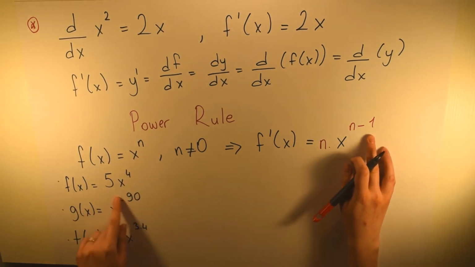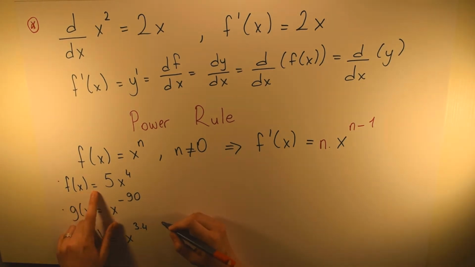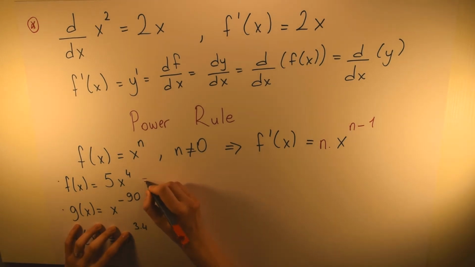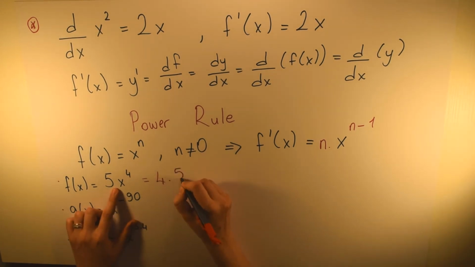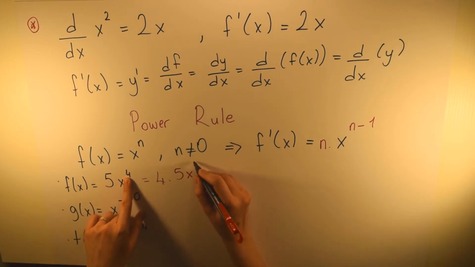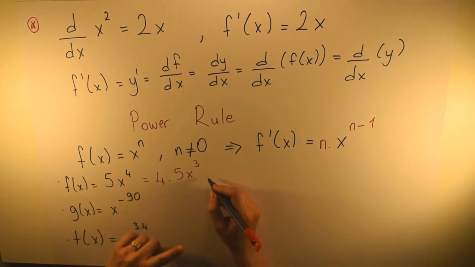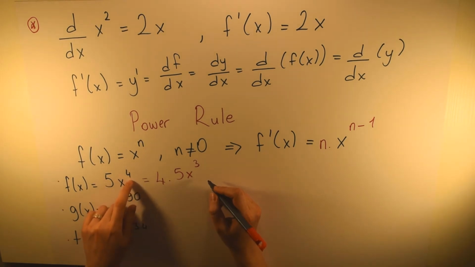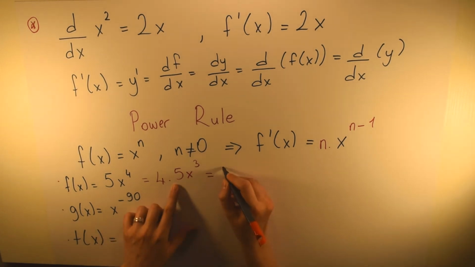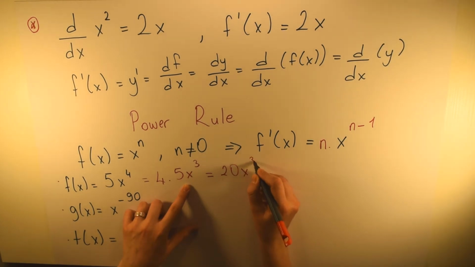Okay, so let's look at this example. Here we have f of x is equal to 5 times x to the power of 4. So we take this exponent in front of this expression. It's 4 times 5 x to the power of 4 minus 1, which is equal to 3. Don't forget to reduce this power by 1. So here we will get 4 times 5, it's 20, so 20 x to the power of 3.